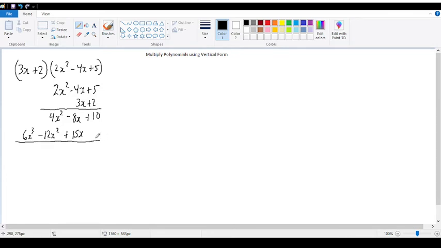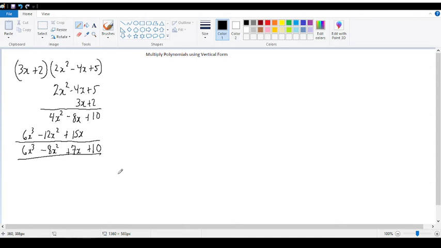Now it is just for us to add each column. Since 10 is not being combined with anything, we simply bring down the 10, and then negative 8x plus 15x will give me 7x, positive. 4x squared minus 12x squared will give me negative 8x squared. And then just bring down the 6x cubed because it has no term to be added with, and that would be our solution for this one here.